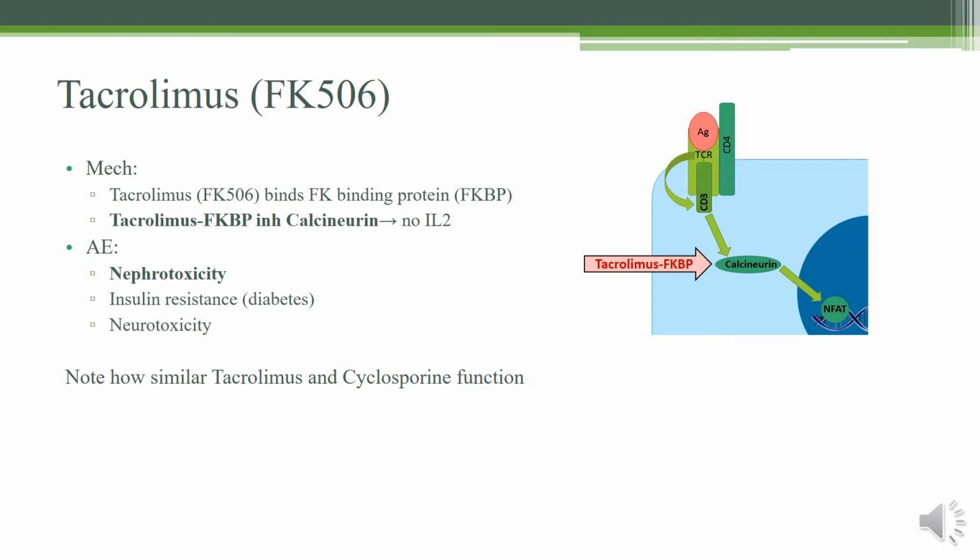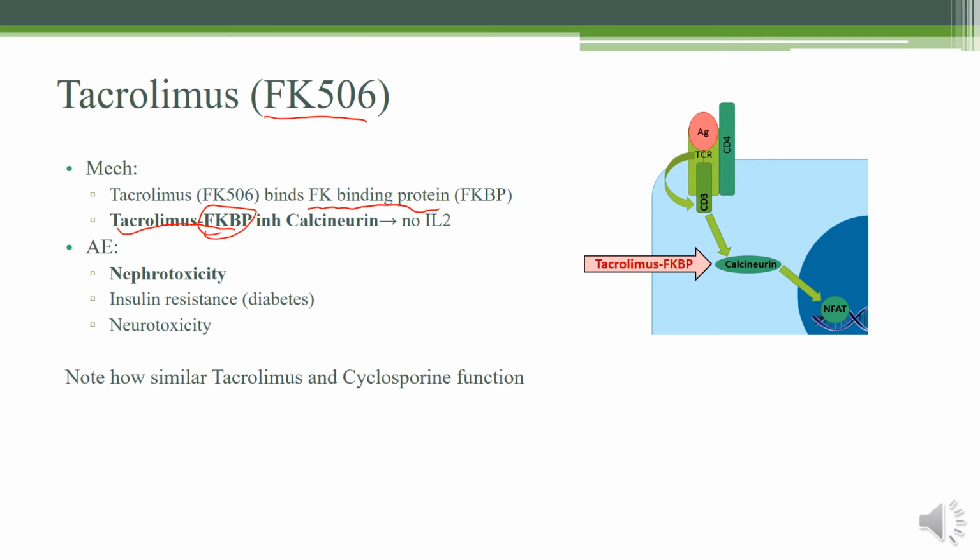Tacrolimus, its initial name was FK506 by the scientists that discovered it, and that's why you'll see in the mechanism it needs to bind to FK binding protein. FK just means tacrolimus in this case, because initially it was just called FK506. Now this tacrolimus FKB protein is going to be working together to inhibit calcineurin. So it works very similar to cyclosporine, but instead of binding onto cyclophilin, it binds onto FK binding protein. So that's just very important for you to know.